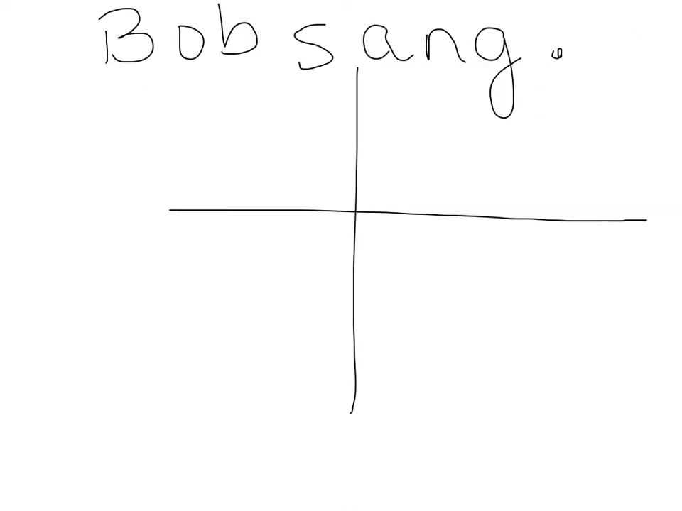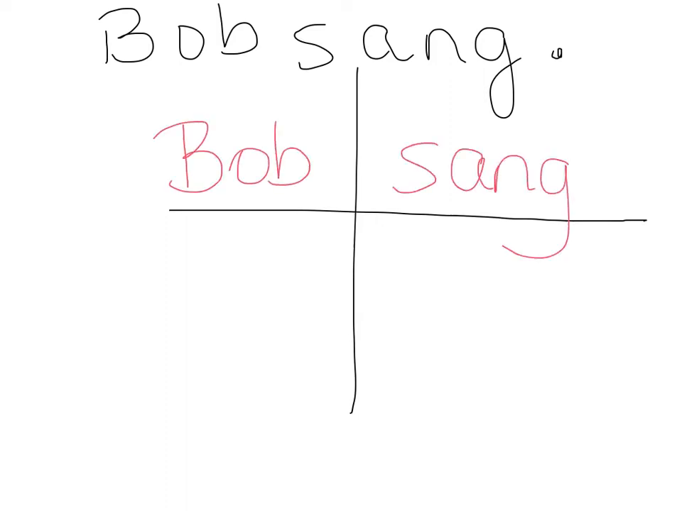So here's a nice simple sentence, Bob sang. And if we follow our formula of placing the subject and then the verb on the horizontal line, we would diagram this sentence as follows. Bob sang. Don't forget the punctuation at the end.